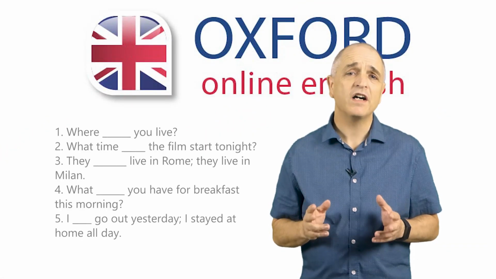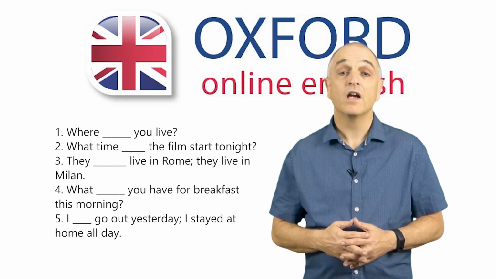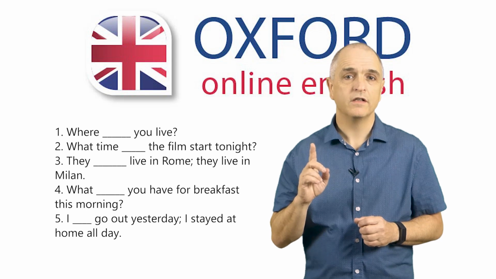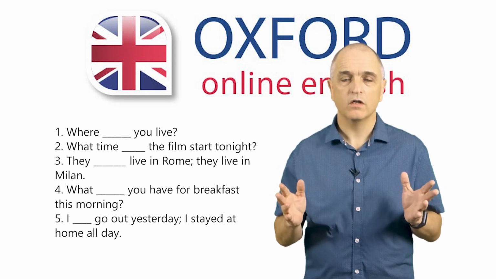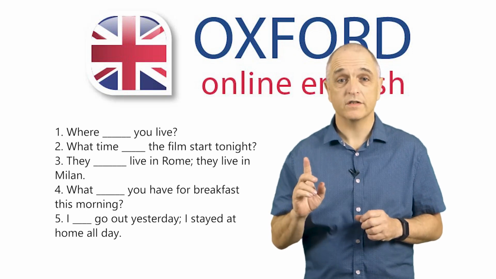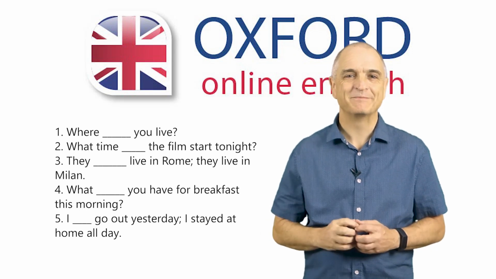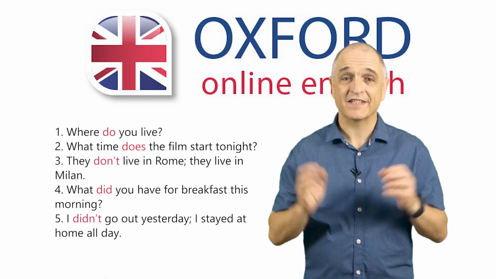Look at 5 sentences. Complete each sentence with one word. Each word is a form of the verb do. Contractions like don't count as one word. Pause the video and do it now. Ready? Here are the answers.